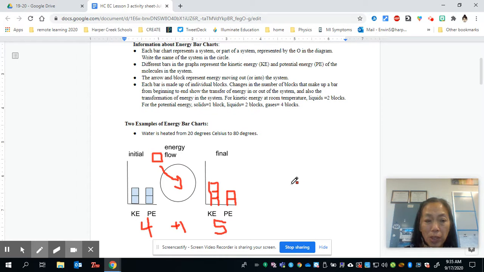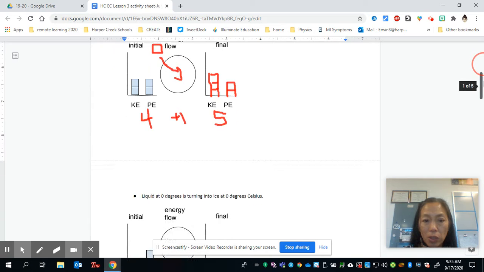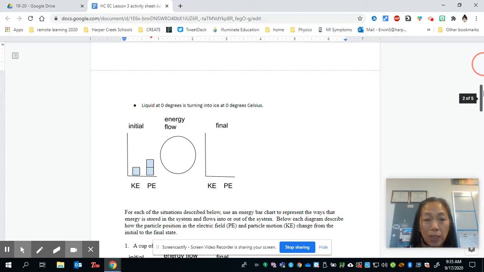Now we're going to go ahead on to the next slide. So we're going to move over to example 2. Example 2, liquid at 0, so that's frozen. No, sorry. So that's liquid at 0 is turning to ice at 0, right?